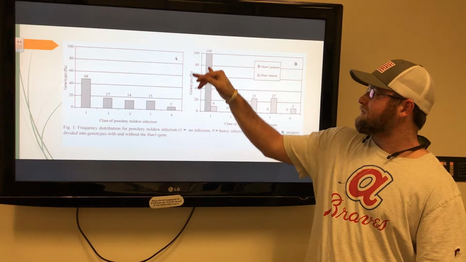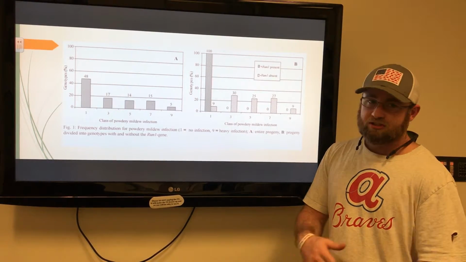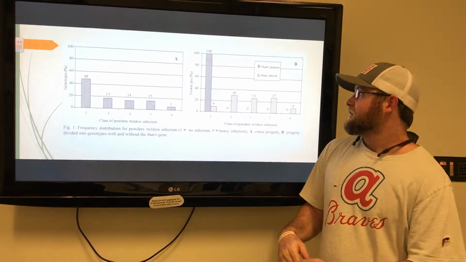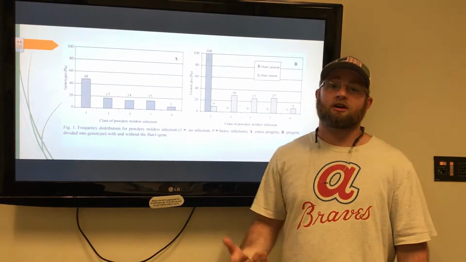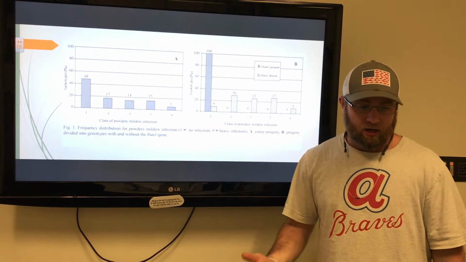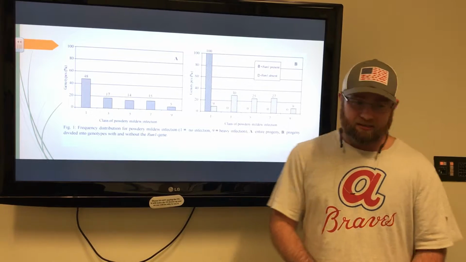And as you can see here, we have a 100% success rate in class of infection 1, which is no infection whatsoever. So that shows a strong correlation of resistance to powdery mildew for the run gene. All right.